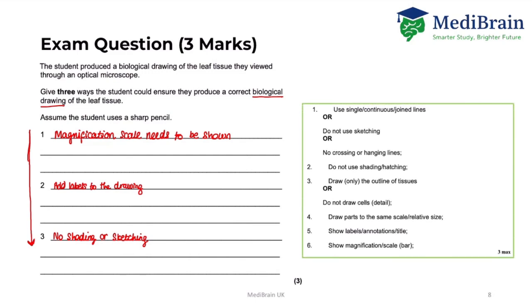Here's the mock scheme. So it says use single continuous joined lines. Do not use sketching, no crossing or hanging lines. Do not use shading or hatching. Draw the outline of tissues only. Do not draw the cells in detail. Draw parts to the same scale or relative size. Make sure you show the labels and then you show the magnification. Okay, so all of those points there are really important, but the three that I have listed are the easiest ones to remember, and they are the most common ones that you would use in an exam.